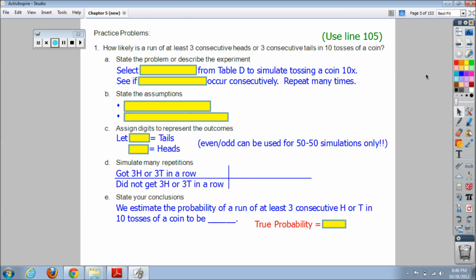Now, in the first example we're going to look at, the problem we're going to focus on is how likely is a run of at least 3 consecutive heads or 3 consecutive tails in 10 tosses of a coin. Now, heads and tails are 50-50.